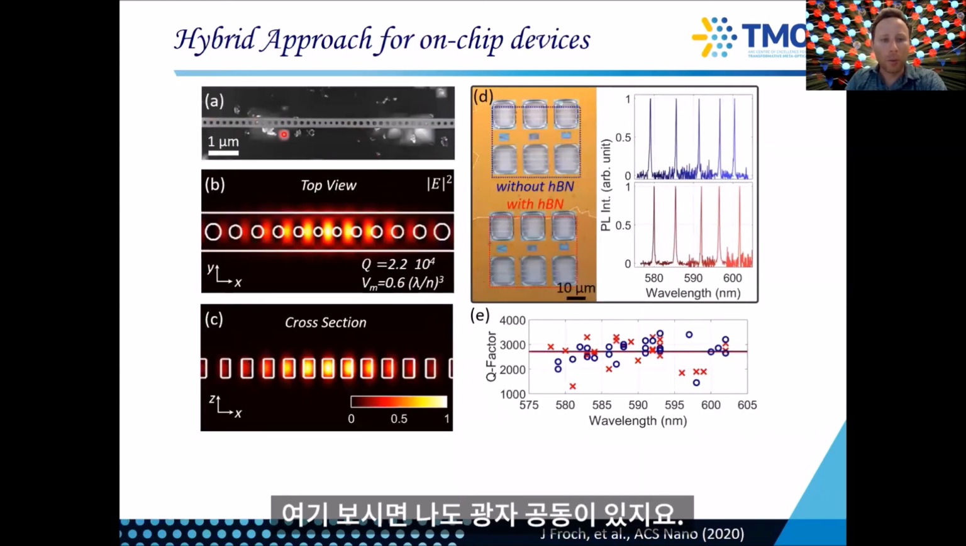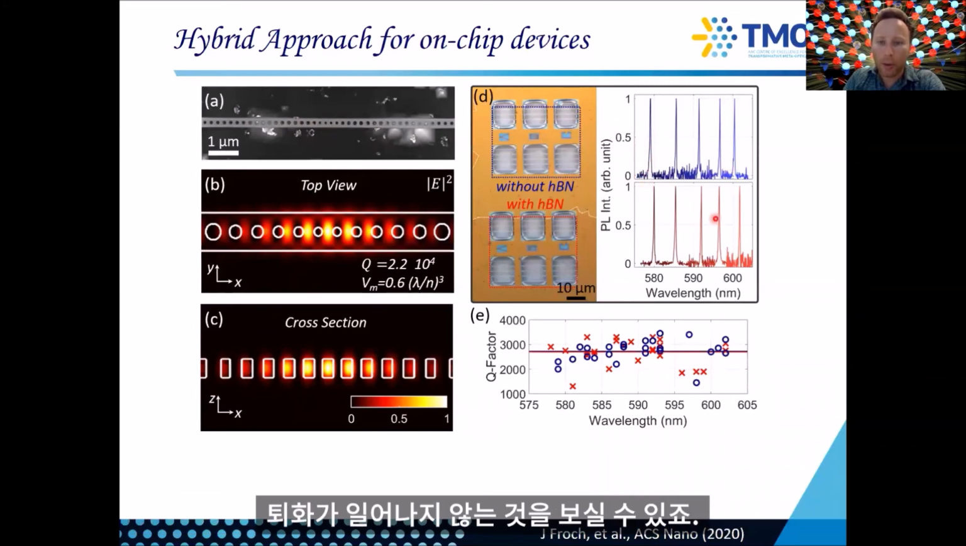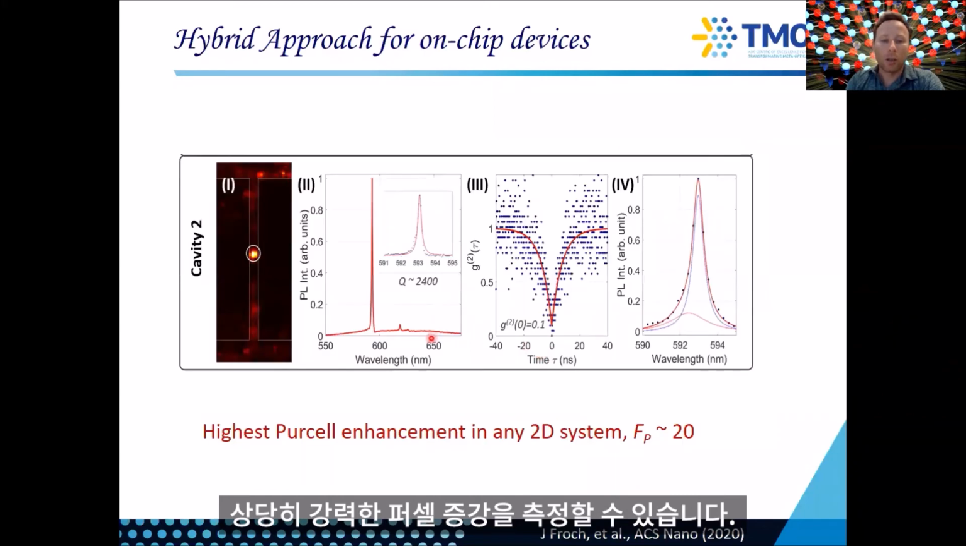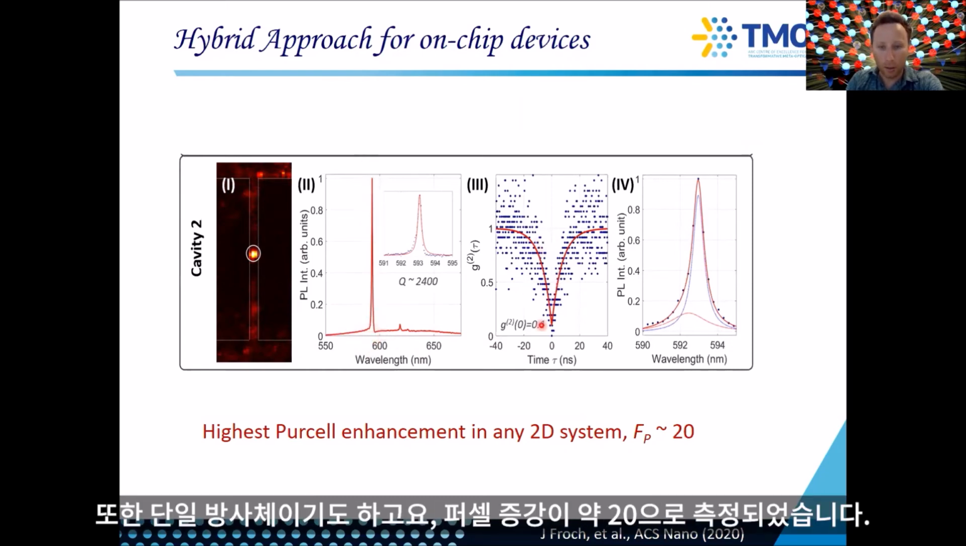So here you can see a 1D nanophotonic cavity, and you don't see the HBN, of course, but it's inside. And you can see that remarkably, the quality factor of the cavities without the HBN and with the HBN does not degrade. So you can easily incorporate this HBN within the photonic cavities, and you can then measure quite strong Purcell enhancement. So this is actually a single photon source integrated and coupled to a cavity mode. You see it's very, very narrow, and it's also a single emitter, of course. And we estimate a Purcell enhancement of about 20.